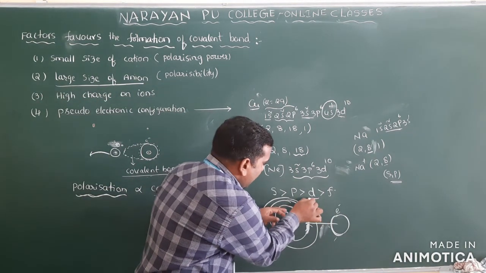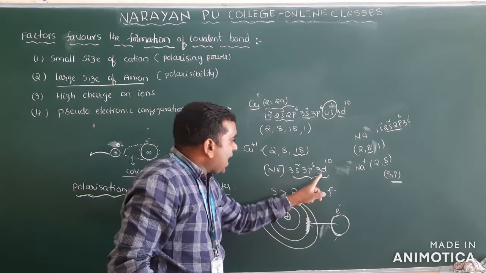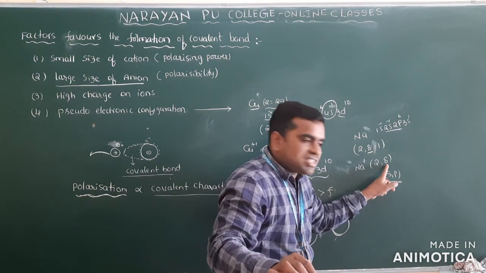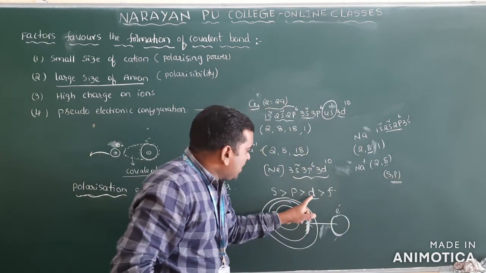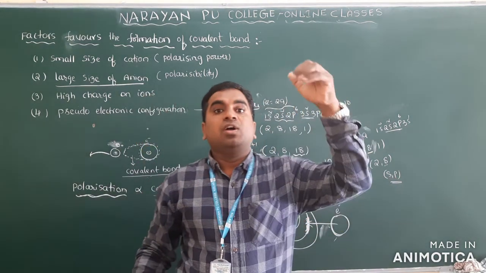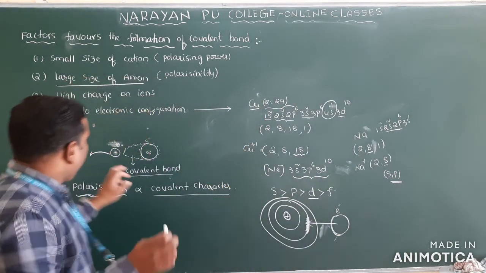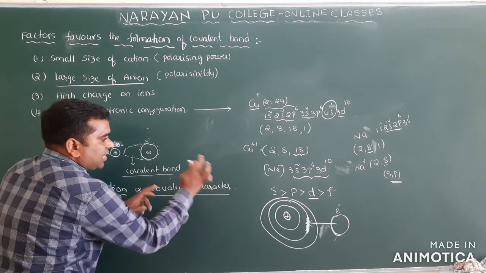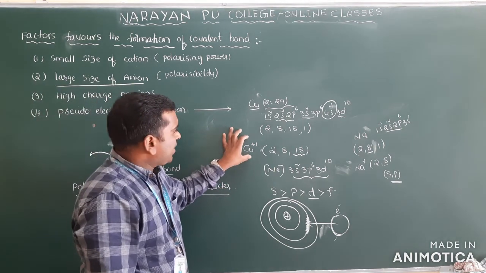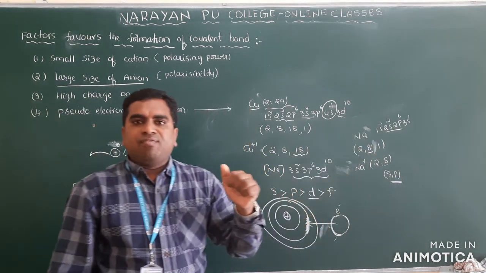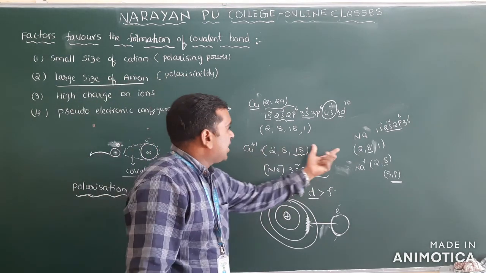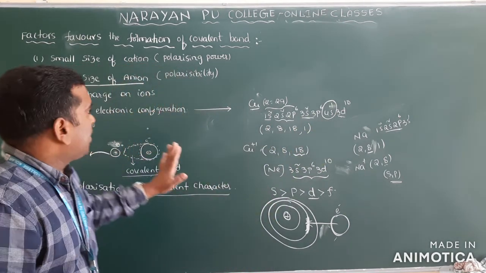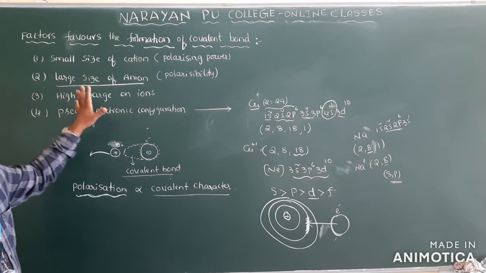So if a pseudo electronic configuration is there, d electrons come. If a noble gas electronic configuration is there, then s and p electrons come. The d electron has less shielding effect, so the nuclear charge is more on the electrons. Then distortion takes place, polarization takes place, and covalent character increases. Clear? So if I write CuCl or NaCl, CuCl has more covalent character than NaCl. So these are the factors towards the formation of covalent bonds.